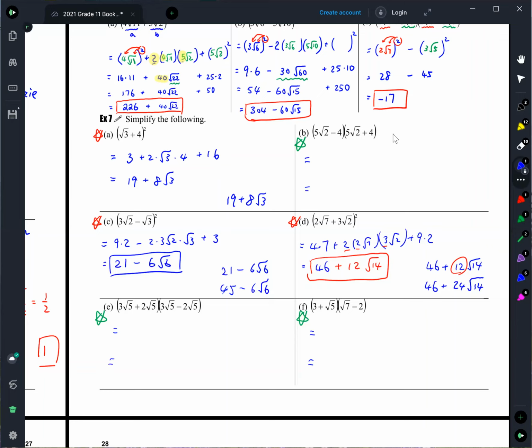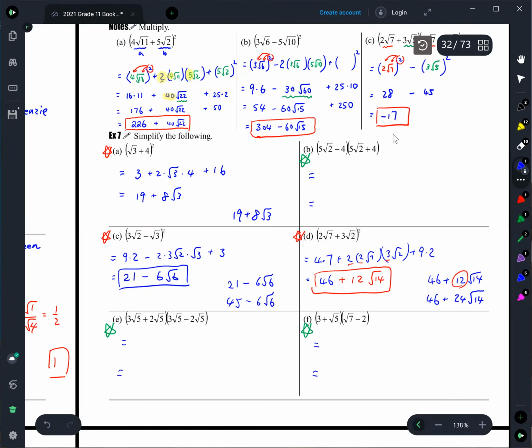Does anyone have a question about F? For F, every term is different, right? So you cannot use the formula. For F, you just have to do FOIL. So this could happen, right? Even though I put it on this page, it doesn't mean you have to use the formula. You need to recognize when we can use the formula and when you cannot use it.